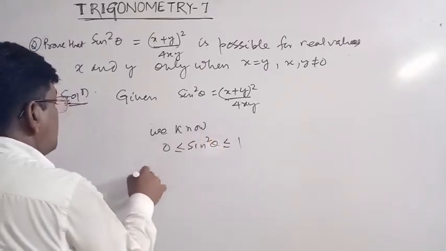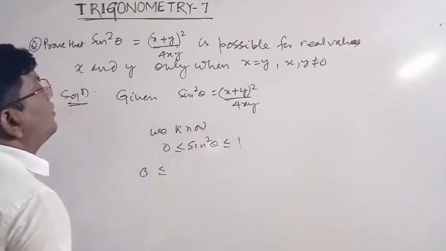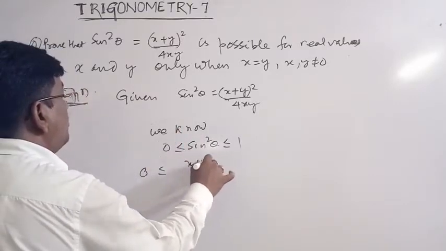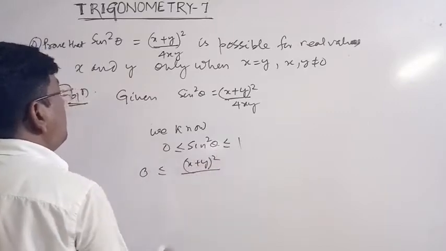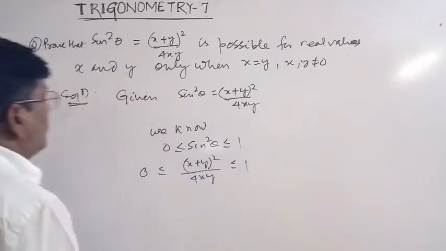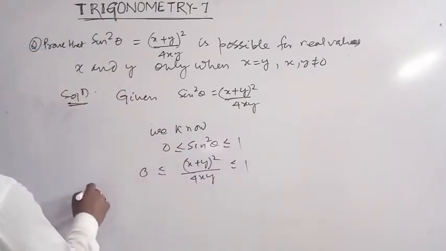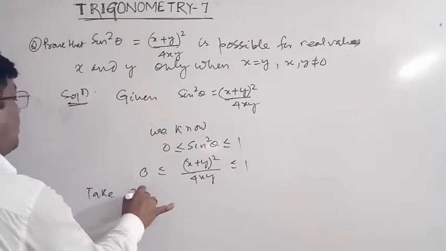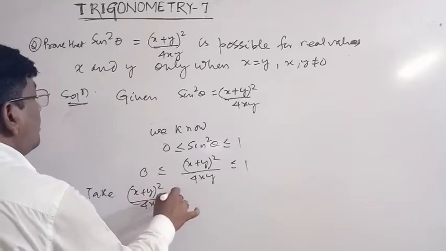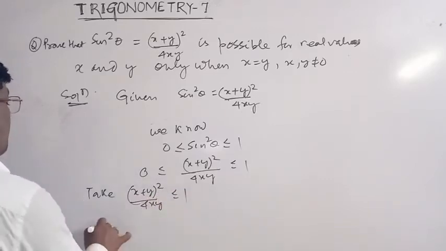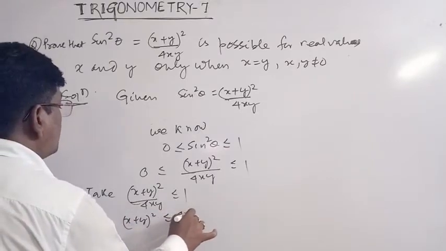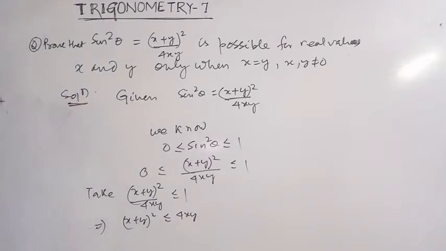So sin square theta is equal to (x plus y) whole square divided by 4xy, which is less than or equal to 1. So taking this, (x plus y) whole square divided by 4xy is less than or equal to 1. That implies (x plus y) whole square is less than or equal to 4xy.